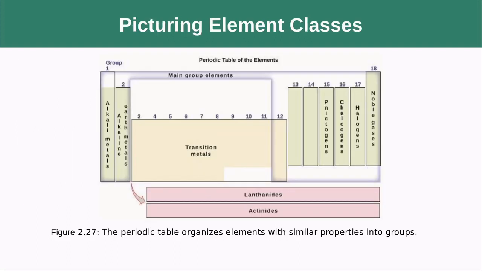Here we can see a visual representation of that. So we have our transition metals, alkaline earth metals, pnictogens, chalcogens, halogens, noble gases, and down here at the bottom we have the lanthanide and the actinide series.